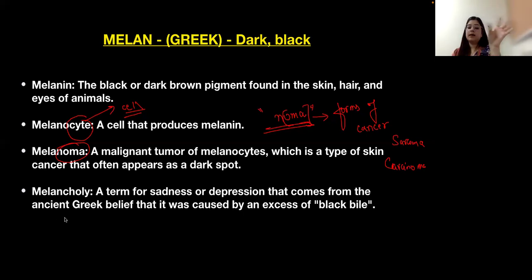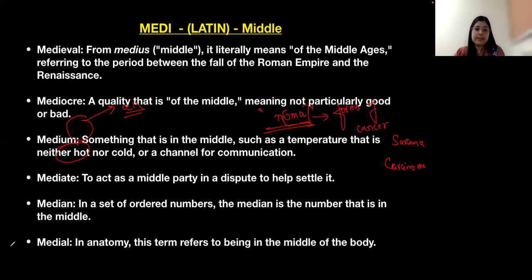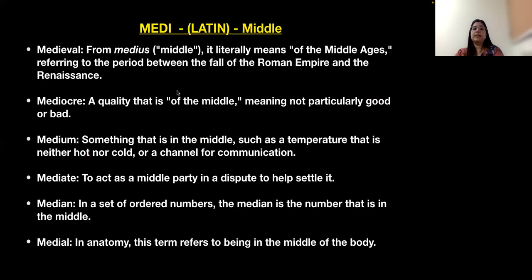So that is how this word melancholy came into picture. Next, Midi, it means middle, medieval, middle age period falling between Roman Empire and Renaissance. Mediocre, someone who is in the middle, someone who's not very good, someone who's not very bad, a quality that is average, that is not pertaining to any of the extremes. Medium, something which is in the middle.